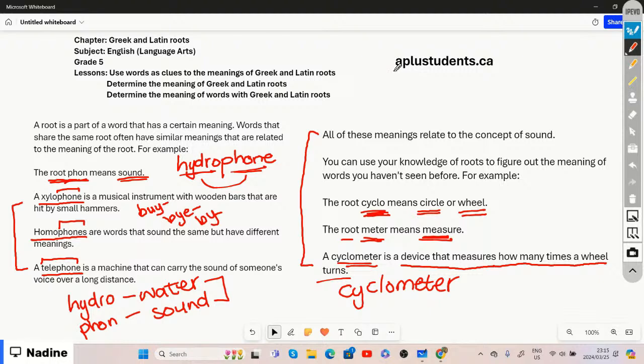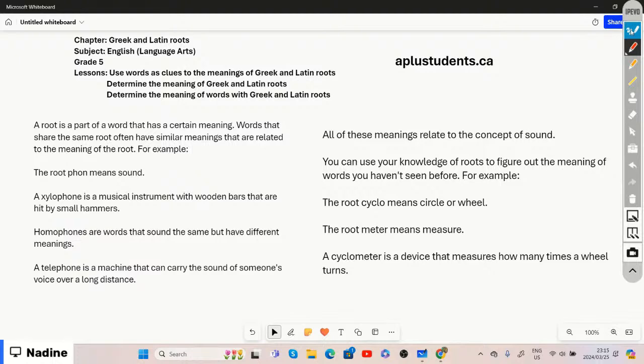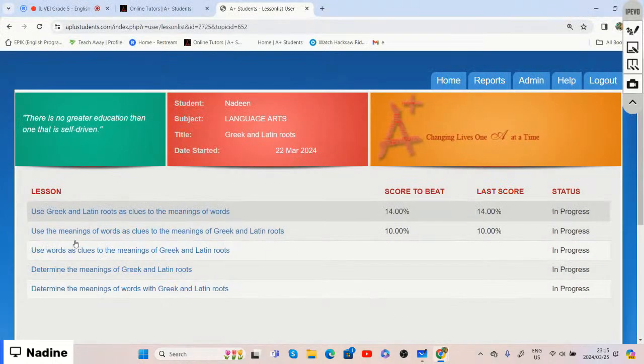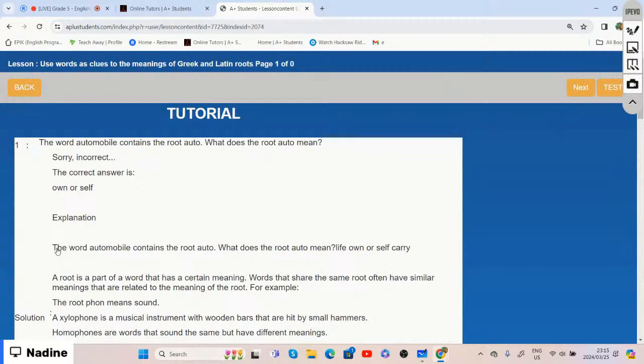So we are doing our tutorial lesson on aplusstudents.ca, right? So we are going to aplusstudents.ca, and then we're going to go to the lessons, which is to use words as clues to the meaning of Greek and Latin roots, to determine the meaning of Greek and Latin roots, and we're going to determine the meaning of words with Greek and Latin roots, right? All right, let's go to aplusstudents.ca. So we did the two lessons already, which was last week. So now we're going to use words as clues to the meaning of Greek and Latin roots.